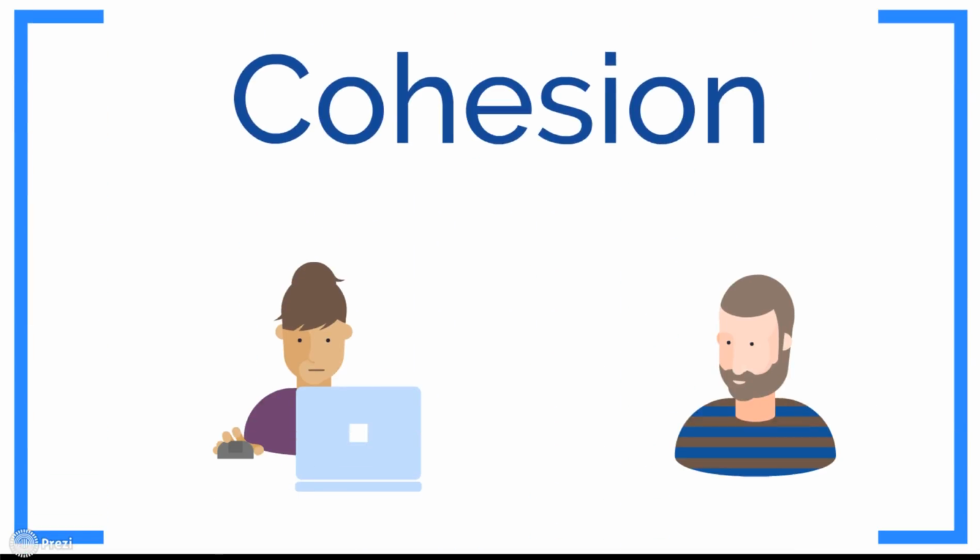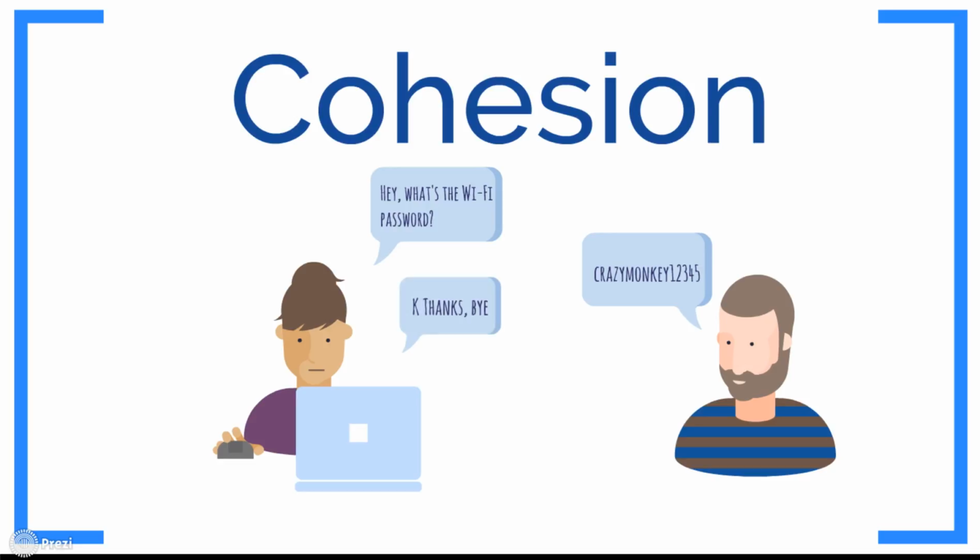And cohesion is when objects interact with each other to get things done or ask for information. Just like Joanna and Daniel here. Hey, what's the Wi-Fi password? Crazy Monkey 12345. Okay, thanks, bye. In a similar way, the objects would talk to each other, get the other objects to do stuff for them, ask stuff from other objects. In here, they do not mess with the other objects' methods or information.